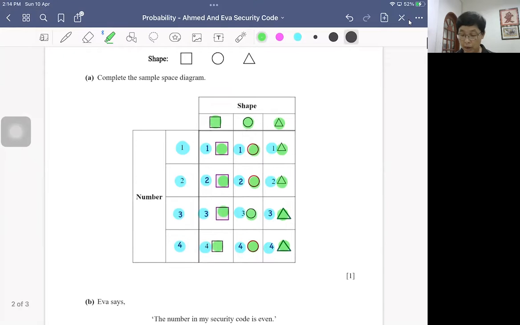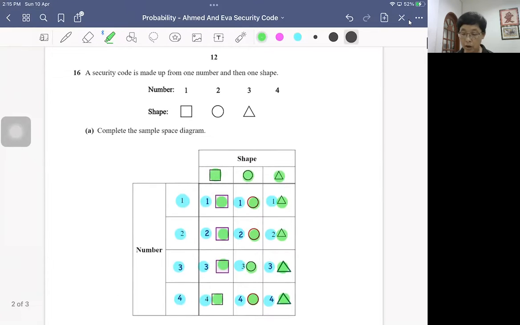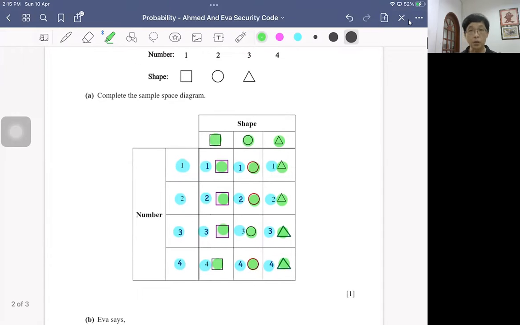Okay, so it looks like out of these choices of numbers, the 4 choices of 1, 2, 3, 4, and the 3 choices of shape, square, circle, and triangle, all together, when you mix and match them, you may have 3 times 4, so you can have 12 different combinations. All right, so that has completed part A on the table.